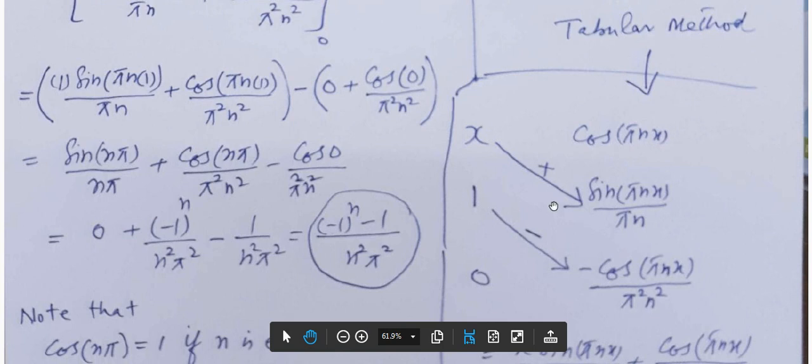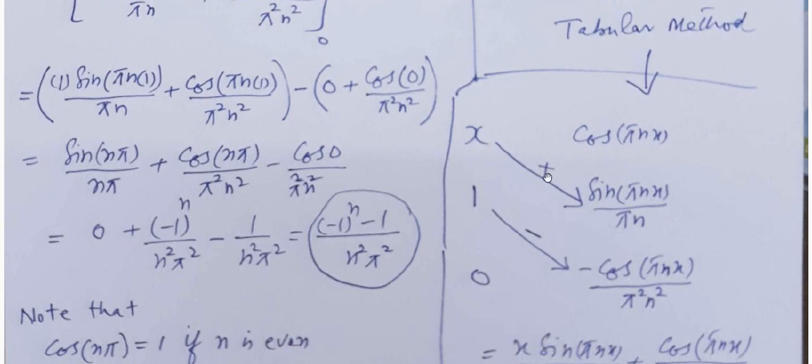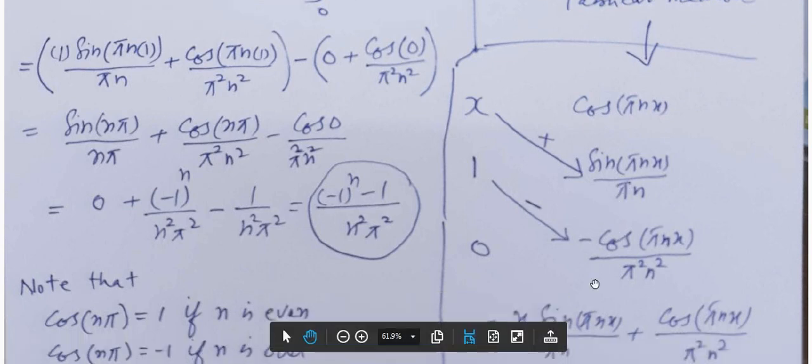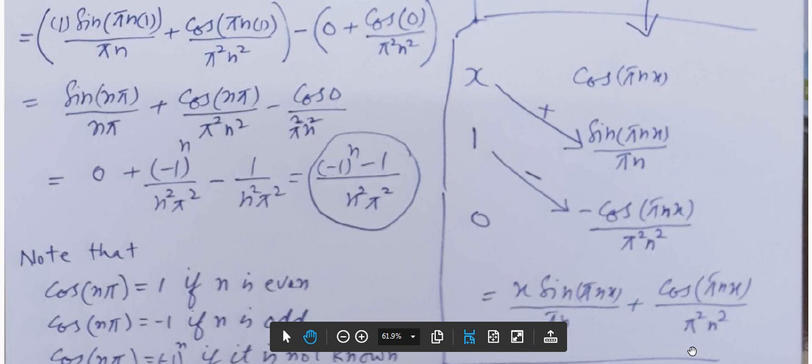Okay, and then you will put the arrows here. So you will start here with plus, minus, then it will go plus, minus, like this. Now you multiply x with this. So x, you will not add this. This will only serve for sine. So x multiplied with this. So it means this will be x sine pi nx divided by pi n, plus 1 multiplied with this. So minus and minus will become plus. So this will be cosine pi nx over pi square n square.